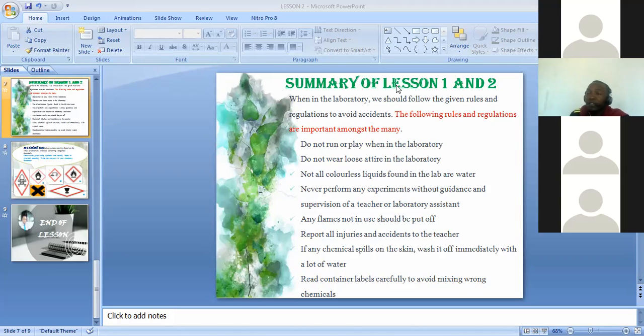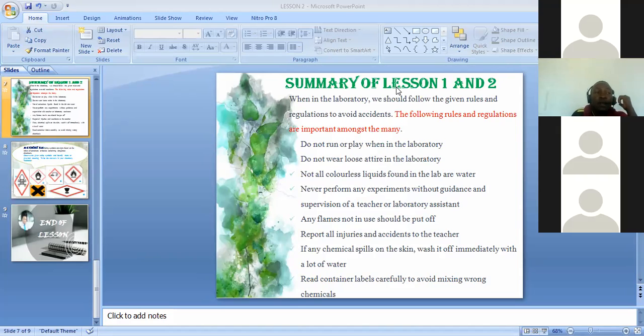Any experiment that should be done must be under close supervision of the teacher or lab technician. In case of any accident, you have to immediately report it to the lab technician or the teacher.